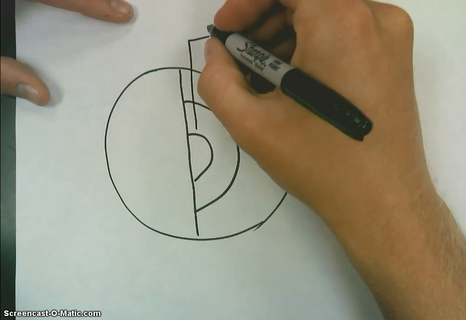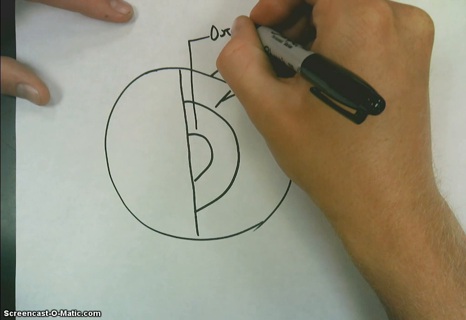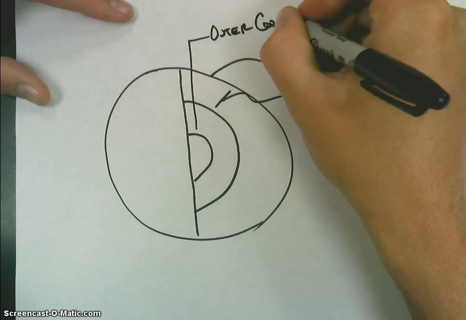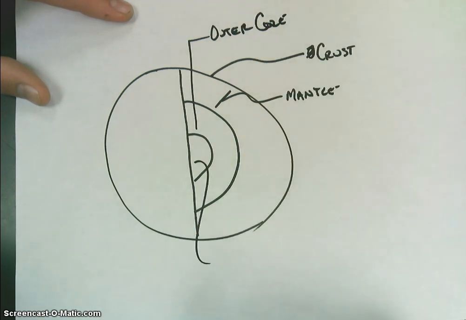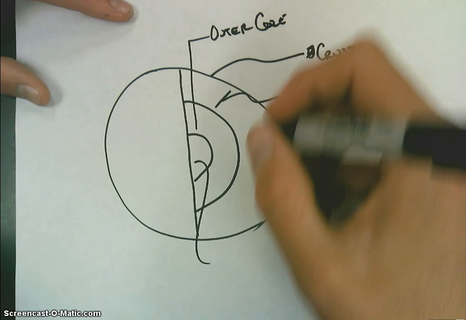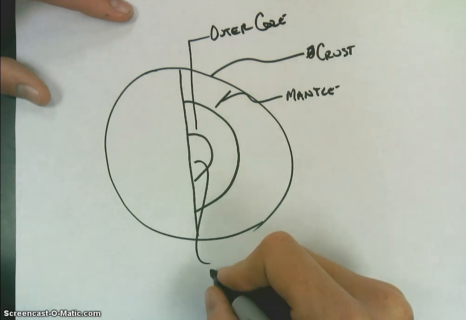Then we get to the outer core, which is liquid, again, and then the inner core is solid rock, okay?